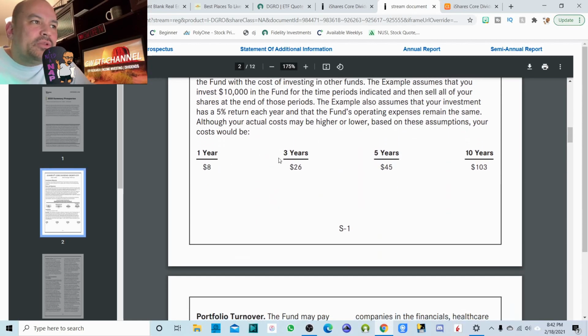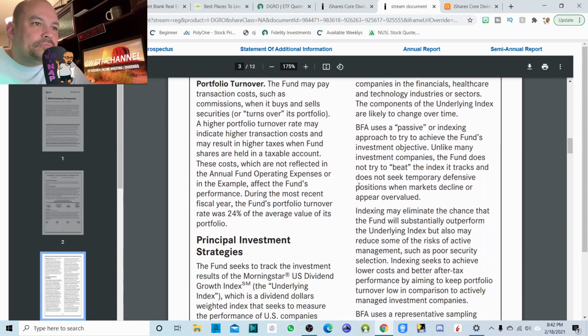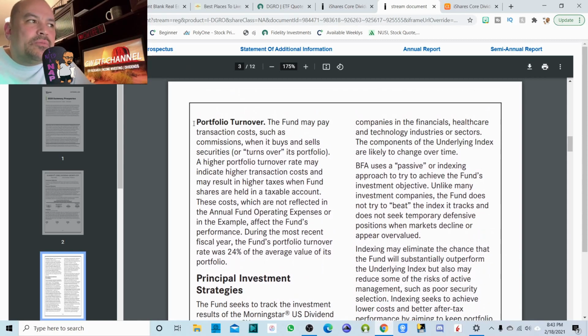It'll give you an example of how that works out. It'll tell you about portfolio turnover. Now, portfolio turnover is when the index changes, how many stocks they have to sell and replace to adjust to the index that the ETF follows. So here we have a portfolio turnover rate of 24%, which is not extremely low, but is not extremely high either.